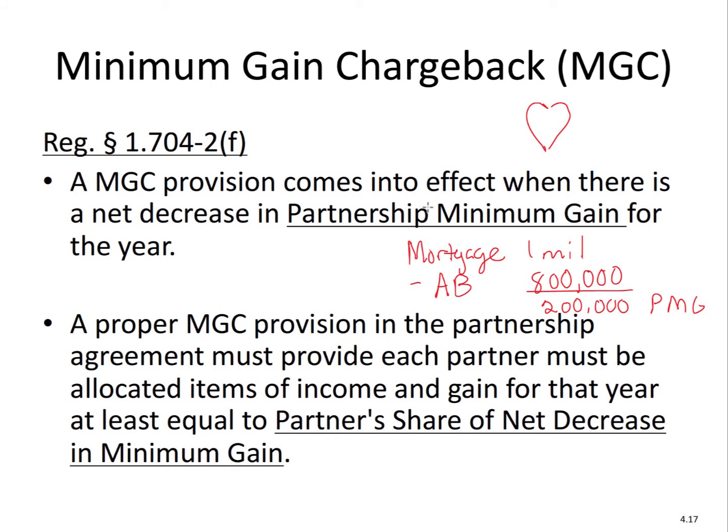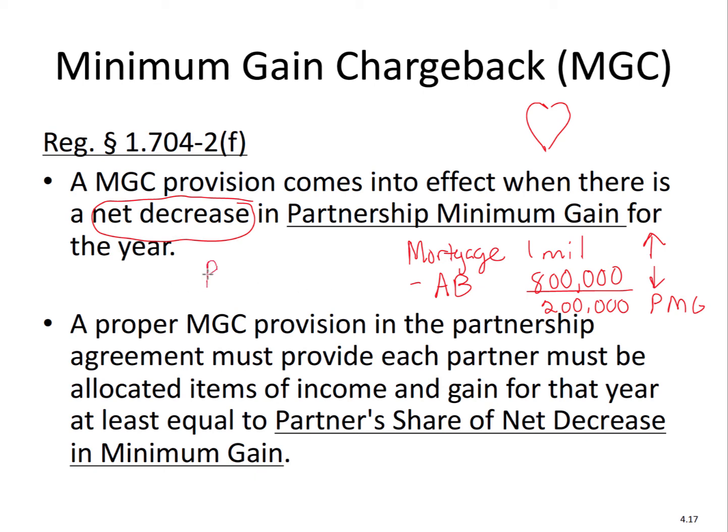However, when there's a partnership minimum gain, this provision is going to trigger gain to those partners in accordance with each partner's share of minimum gain. So that's really what this provision is all about. The minimum gain chargeback provision comes into effect when there is a net decrease. That's key. So either the mortgage can go up or the adjusted basis can go down. That will create a net decrease in the partnership minimum gain.